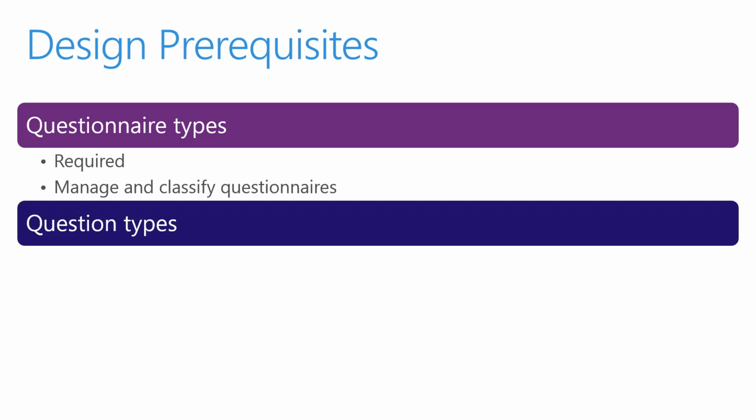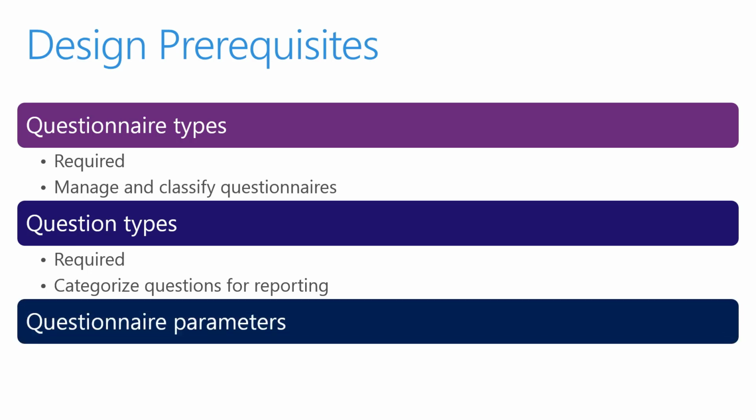Next, we have question types. Now, question types are required and must be assigned when you create a question. You use question types to categorize questions for reporting. Question types also make it easier to find questions because you can use types as filters on the question page. And then we have questionnaire parameters.